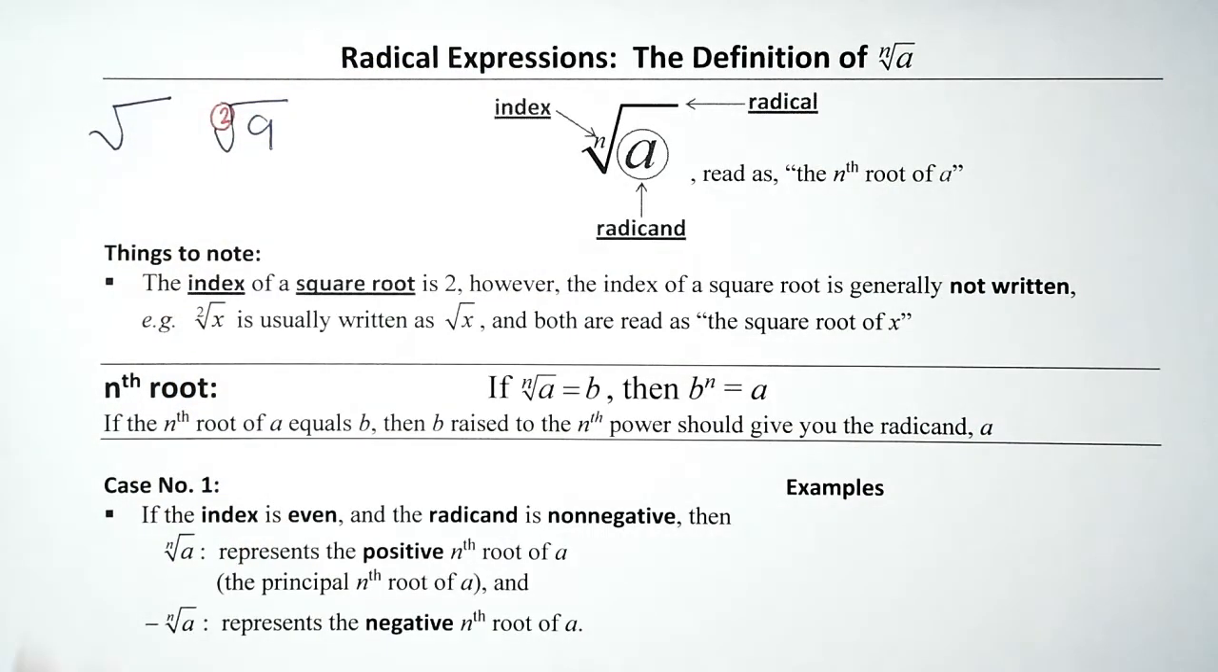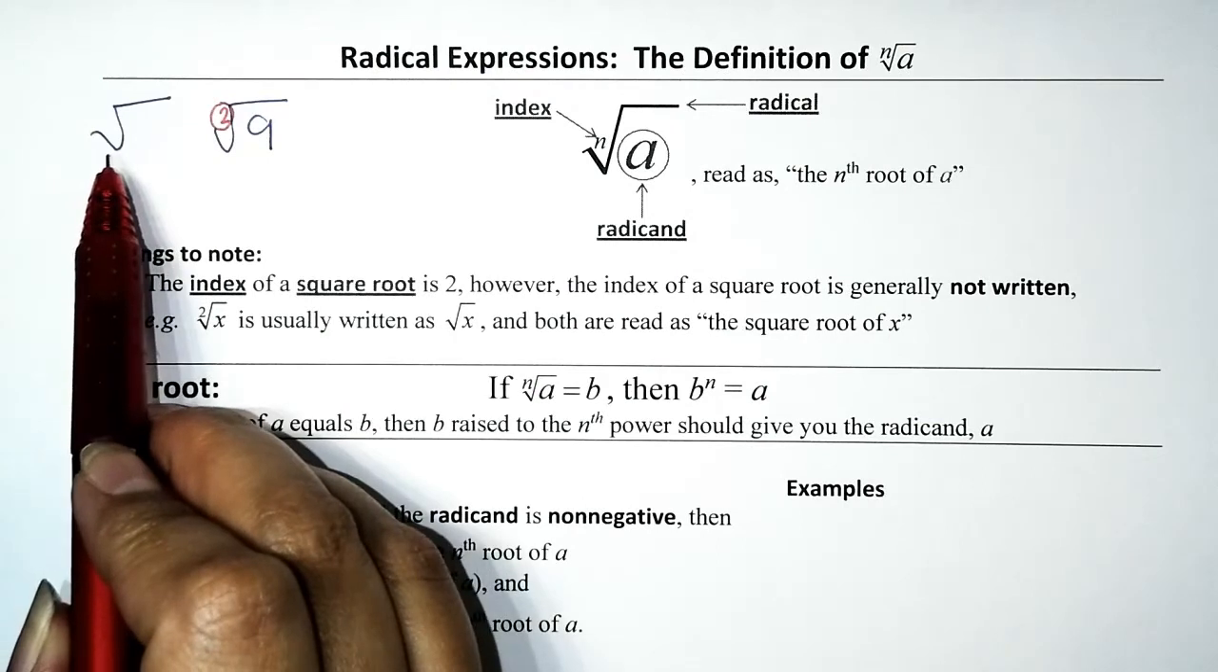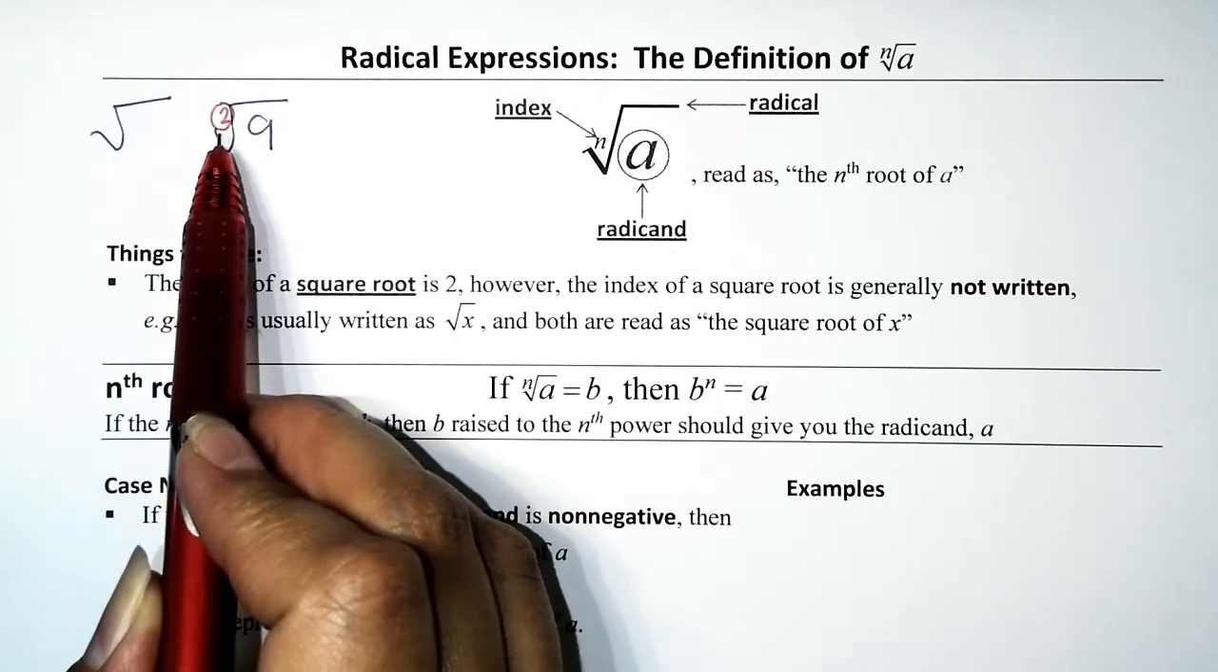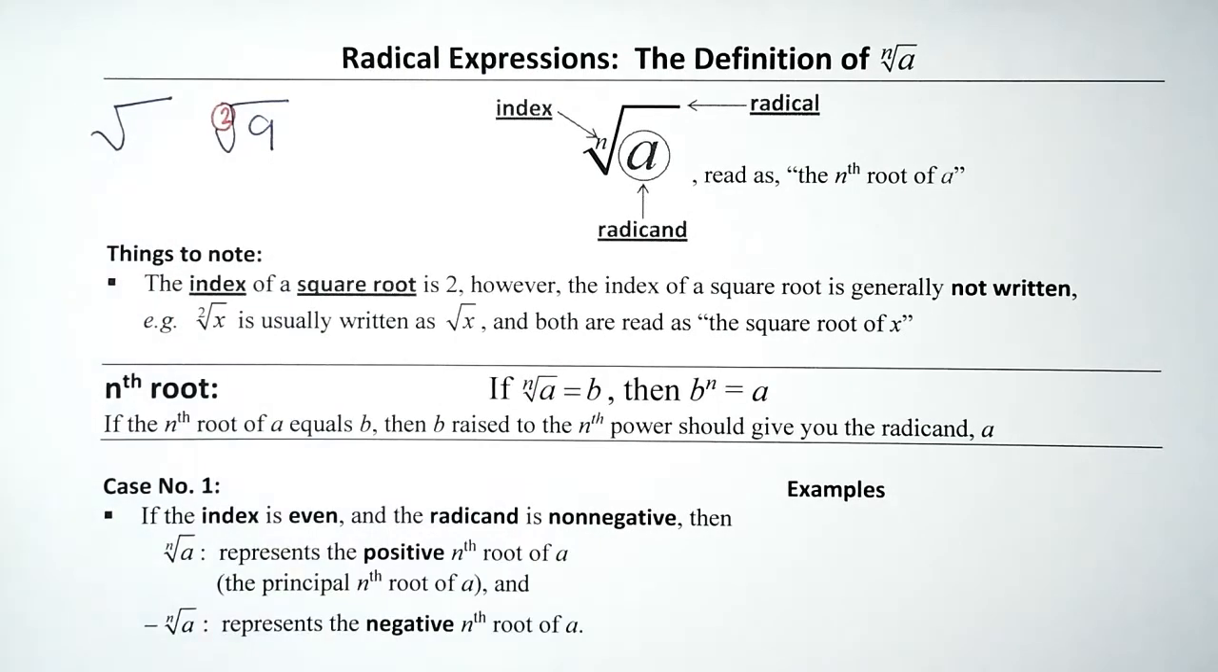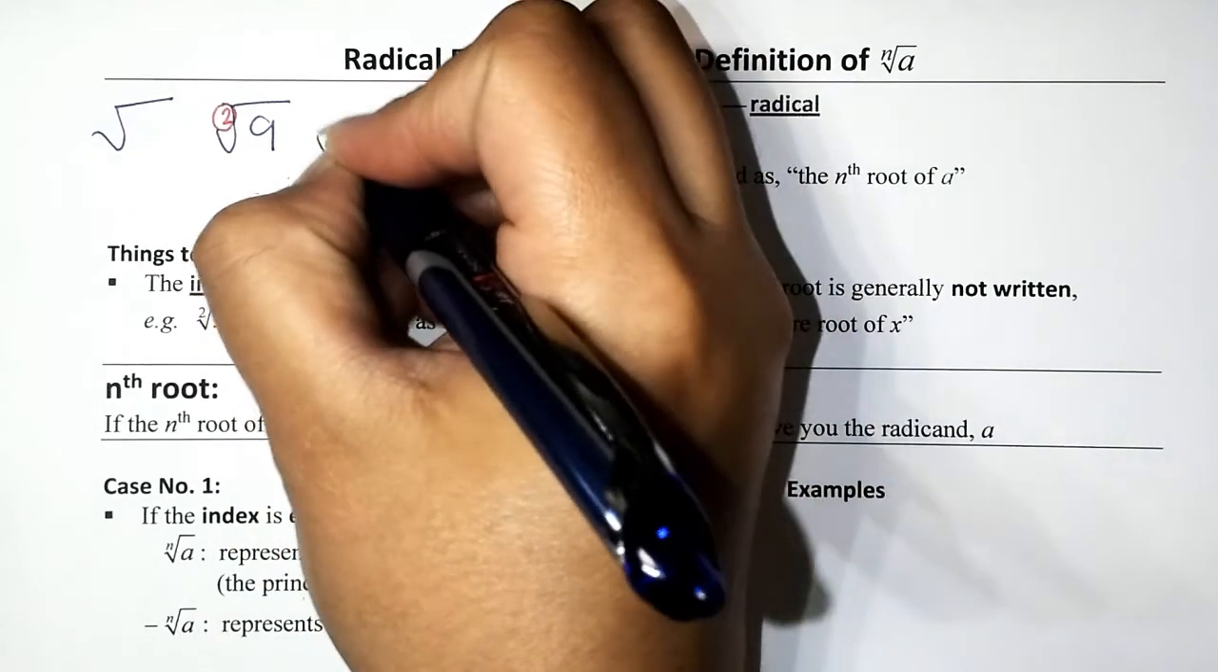The symbol right here is a radical sign. The number that fits in that nook is called the index. Sometimes the index is written explicitly, sometimes it is not. When we have the square root of 9, when the index is 2, we typically don't write it. So you'll pretty much see it like this.